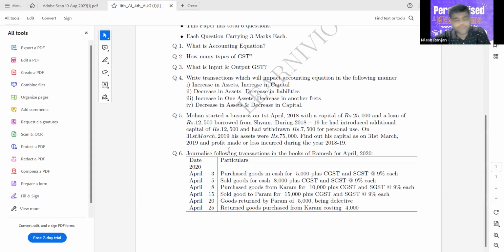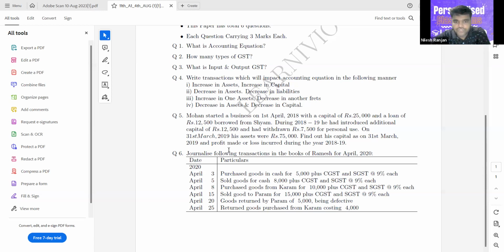Whatever the transaction is, if you are purchasing goods, then GST is along with purchase. And if you're selling goods, it is along with sale. So in case of purchase, GST is written on the debit side. In case of sale, it is written on the credit side.